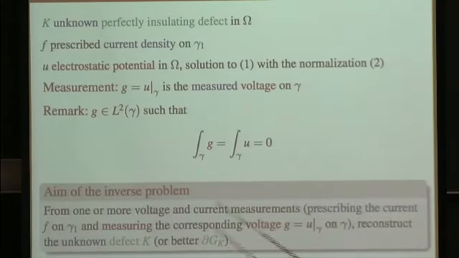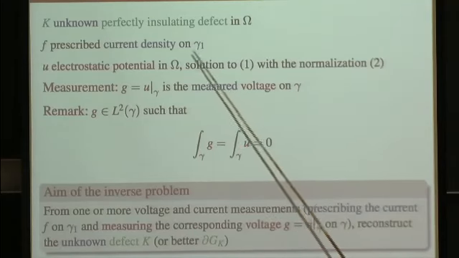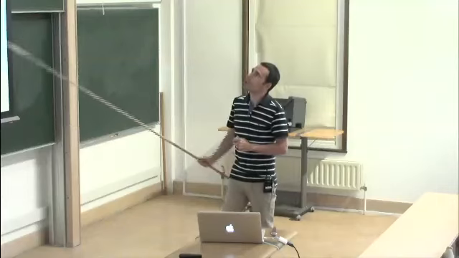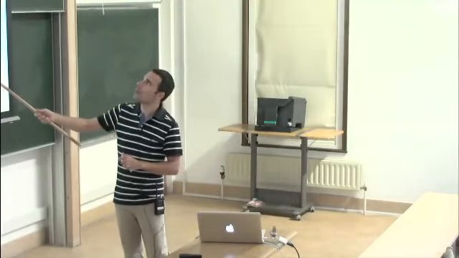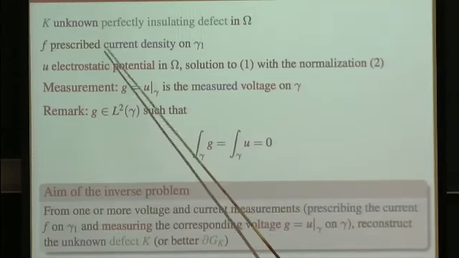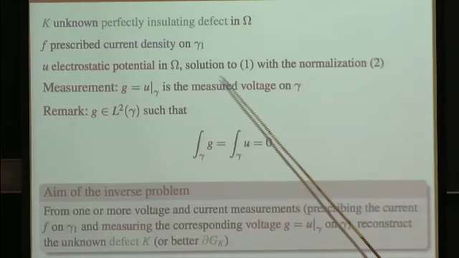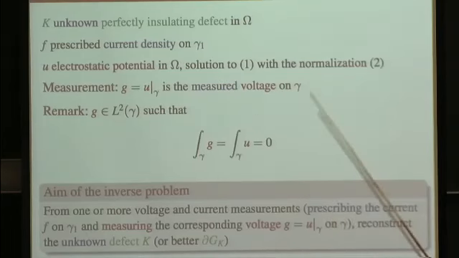And the inverse problem is the following. If UK is unknown, then what you do, you prescribe a current density on gamma 1, then you have this electrostatic potential, and you measure it on gamma, and we call this measurement G. So F is a Neumann datum, G is the Dirichlet datum, and we measure it on gamma. So we measure the current and the voltage. And the idea is if we can recover from one or more of these measurements information about shape and location of possibly present defects K.